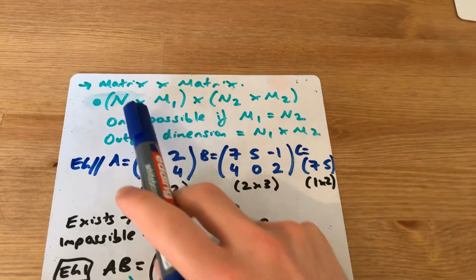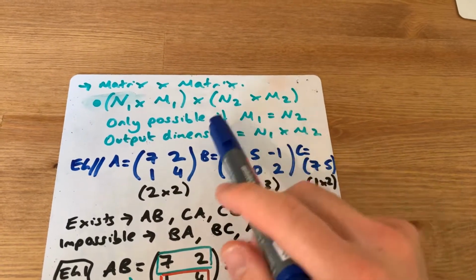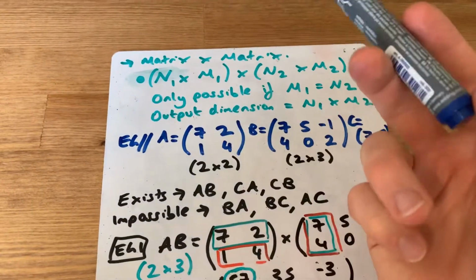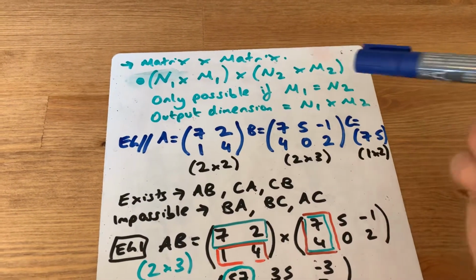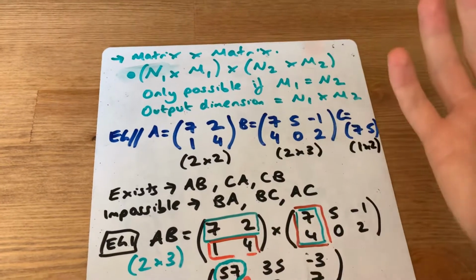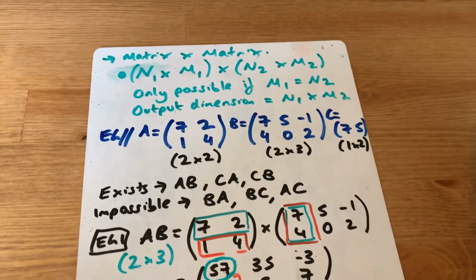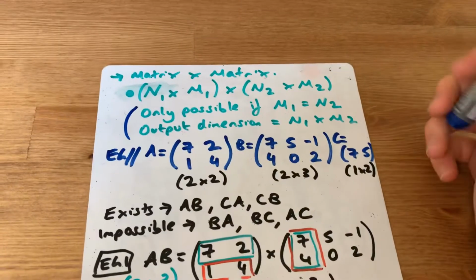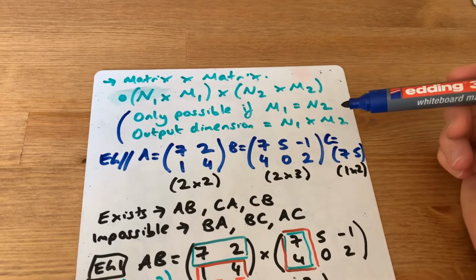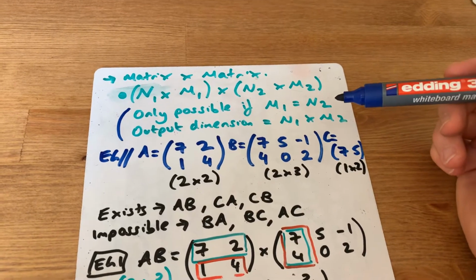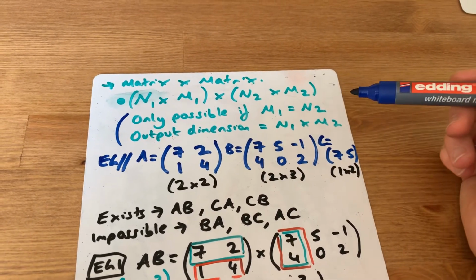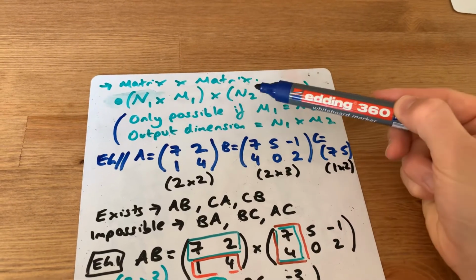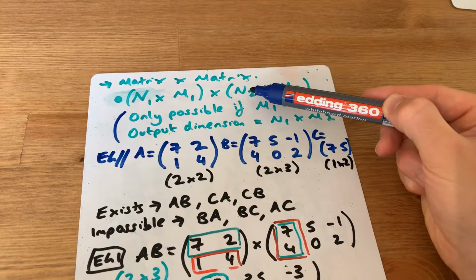Now, I want to consider two matrices which I've written in our n times m format. The first one, n1 times m1, multiplied by n2 times m2. Whatever the dimensions are, obviously they can be any numbers. Key thing, and this is two things which I'd like us to consider immediately if we see a multiplication question, is this. Firstly, it's only possible if m1 equals n2, i.e. the number of columns in our first matrix is the same as the number of rows in our second matrix.